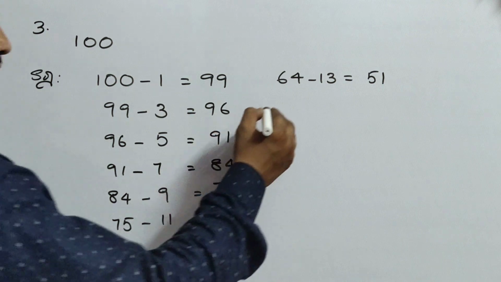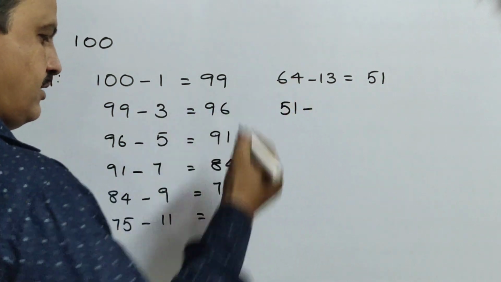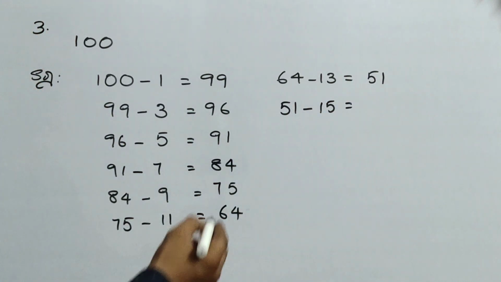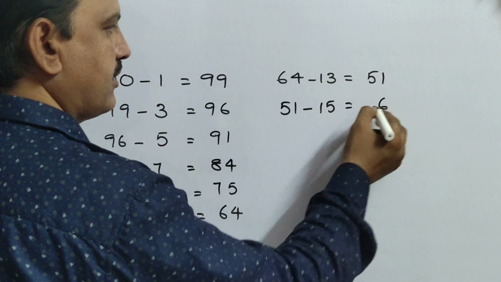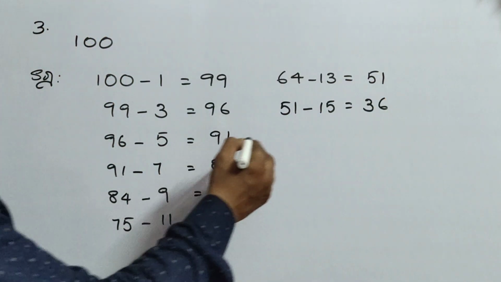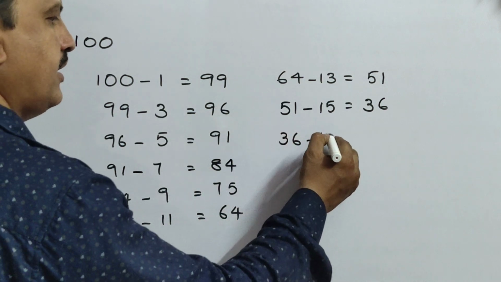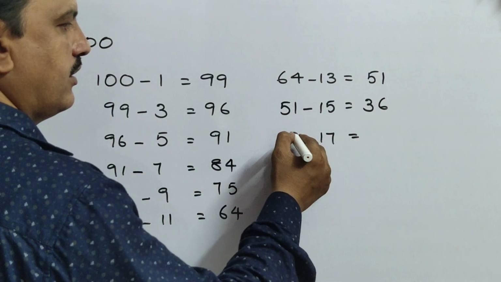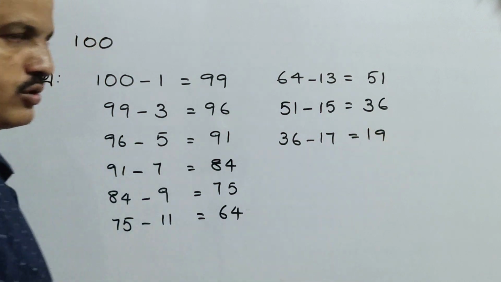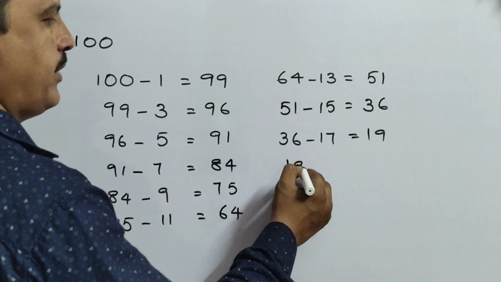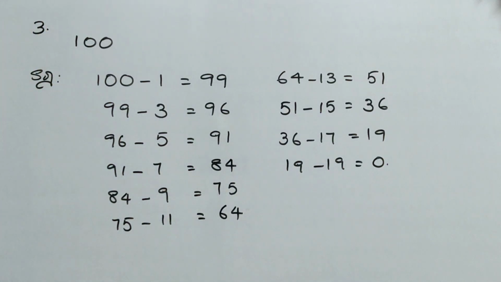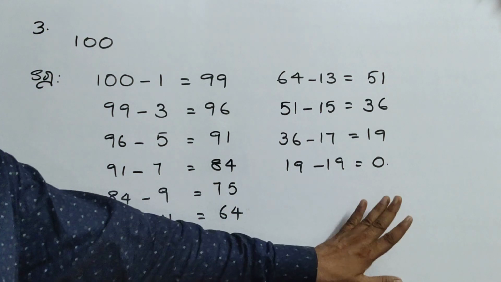Okay. Next, 51 minus 15. 51 minus 15. So 11 minus 5 is 6, 4 minus 1 is 3. Okay, 36. Now, 36 minus 17. So 9, and here 2 minus 1 is 1. So 19. Next, 19 minus 19 equals 0. See, children, you got 0 here. Now we can stop.